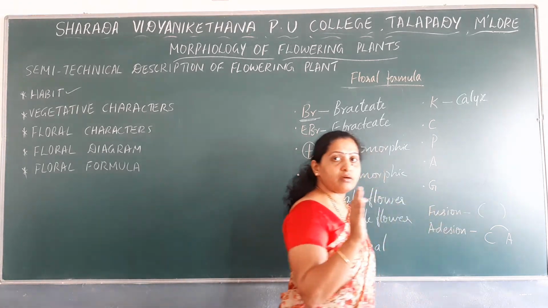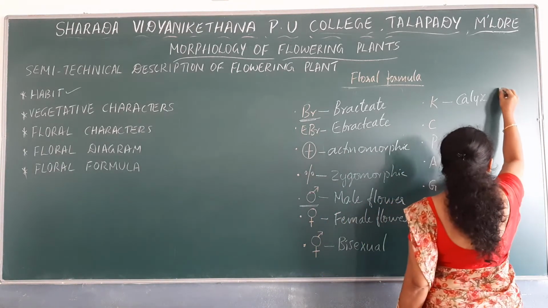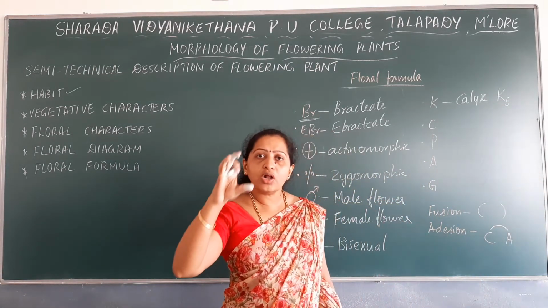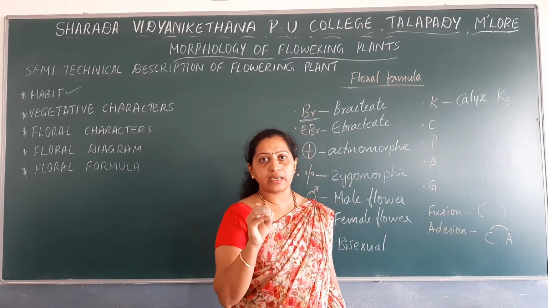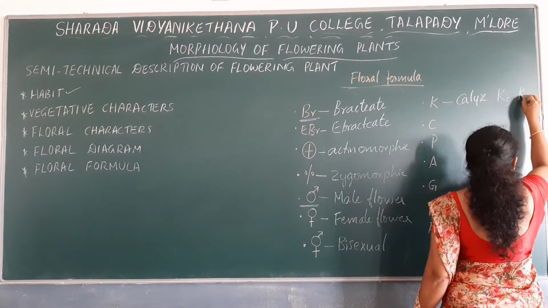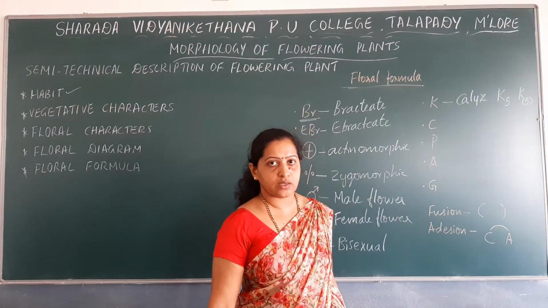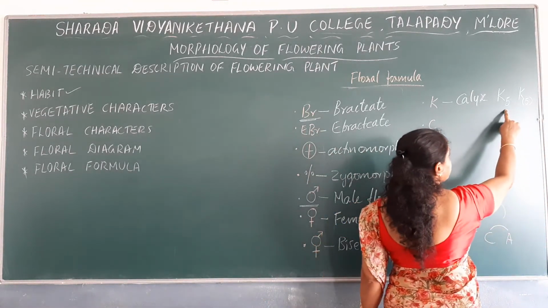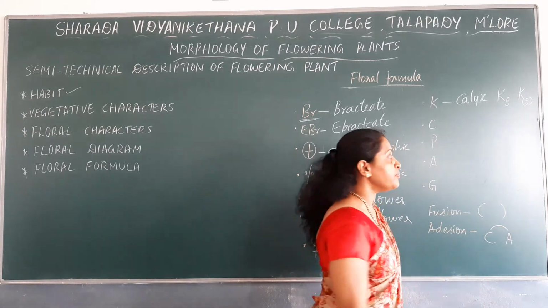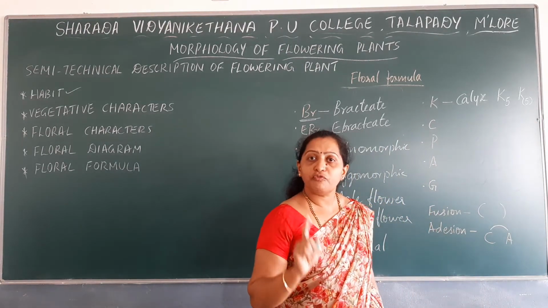Suppose the calyx has 5 sepals, you have to represent it as K5. Suppose all the 5 sepals present in the calyx are united, it has to be represented by enclosing the number within brackets. So this refers to polysepals, that means sepals are not fused. This refers to gamosepals, that means sepals are fused.